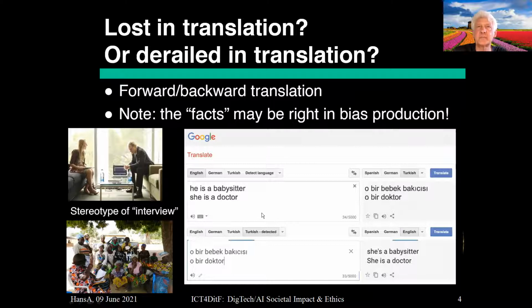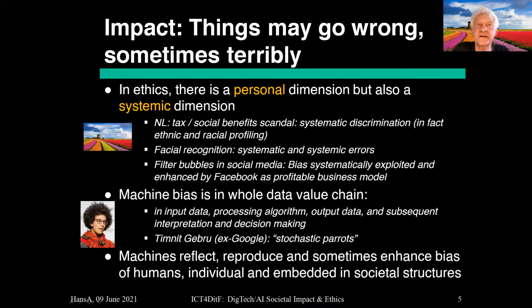This might be strange, but not terrible, but there are very severe cases of societal impact by AIs and digital technologies where things terribly go wrong. And I made a few examples, and that's why I single out the Netherlands. There is a personal dimension in ethics. What should I do or what should I not do? But there is also a systemic dimension that is related to society as a whole and embedded structures, for example, embedded bias in racism, or gender bias.